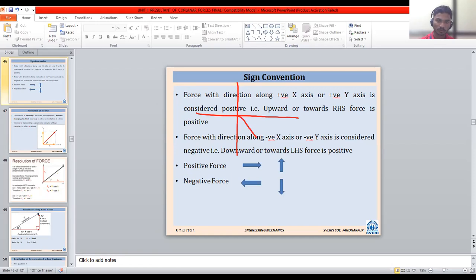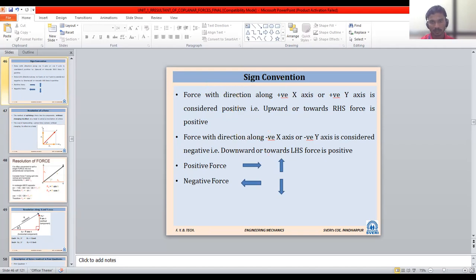Suppose this force, I will show something. This force P, in which quadrant is this force P? In the second quadrant, because finally it is going something like this. It is same as this. So it will go in the second quadrant.